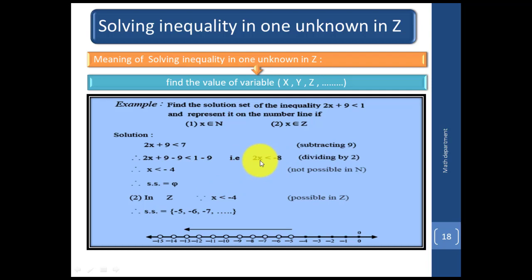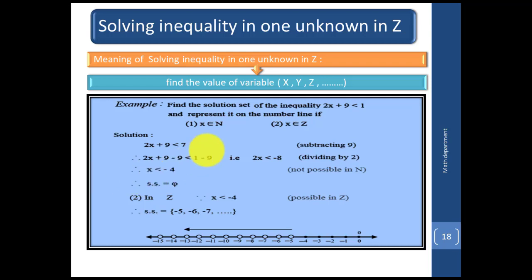2x less than negative 8. I want the value of x. How can we find the value of x? Here we have times 2. How can we cancel times 2? Yes, divide by 2 on the two sides. Negative 8 divided by 2 equals negative 4, so x is less than negative 4. What are the numbers which are less than negative 4? Negative 5, negative 6, negative 7, negative 8, and so on.